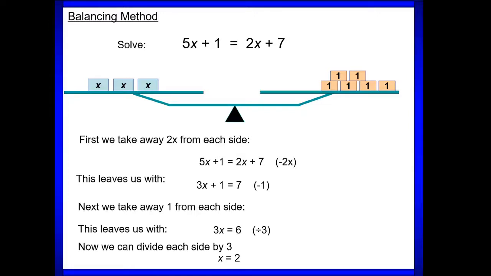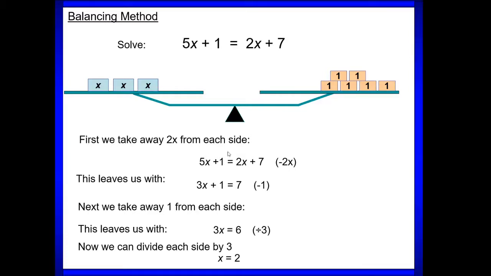So again, we're going to just check that that's correct. So if we put it back in, 5 times 2 is 10, plus 1 is 11. 2 times 2 is 4, plus 7 is 11. Both sides equal 11, so our answer is correct.